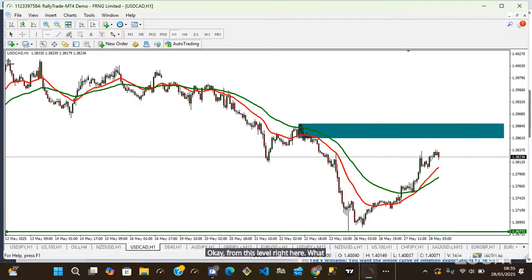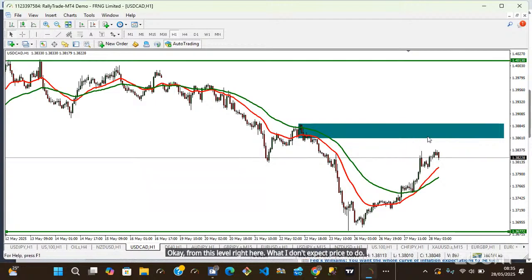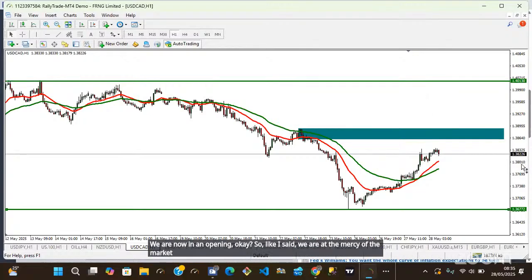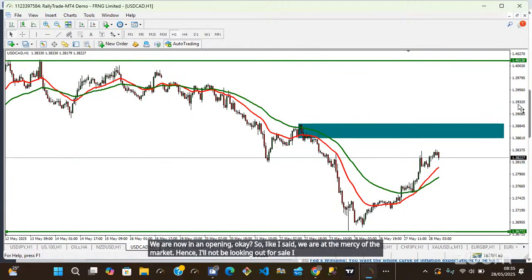What I don't expect price to do is to keep going up and take out this high to give me a new high. If it does that, market structure, that's a change of character. We are now in an uptrend again. So like I said, we are at the mercy of the market. Hence, I'll not be looking out for sells. I will be looking out for buys, right?